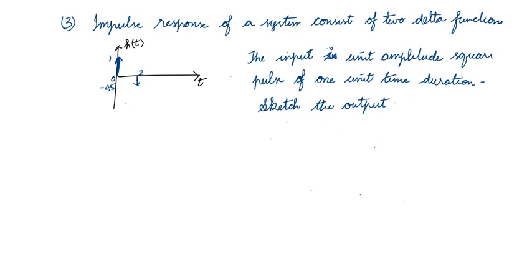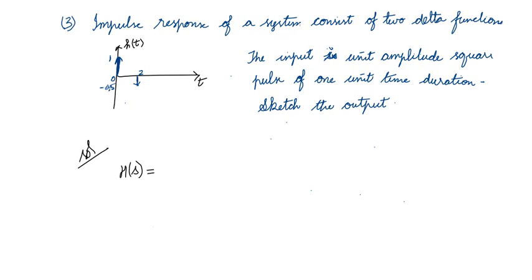So from this, the first step would be to find the Laplace transform of h of t. You can see two impulse signals. At 0 it has an amplitude of 1, at 2 it has an amplitude of minus 0.5.